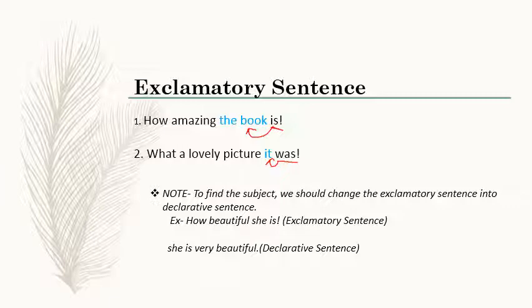For example, how beautiful she is. This is an exclamatory sentence. To change it into declarative, I hope you have remembered, we have to put the subject first, then the verb, and then the object, and then a full stop. So, she is very beautiful. How beautiful she is. She is very beautiful. This is how we change the sentences and how to find the subject in an imperative, interrogative and exclamatory sentence.